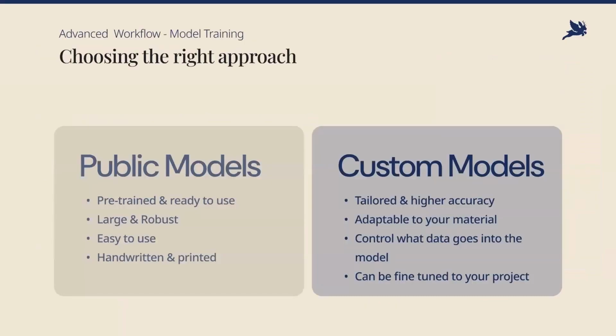So just to go over it again, where the public models are pre-trained and ready to use, they are quite easy to use, they are large and robust, but that also means because they are pre-trained, they might not really work the best way for your specific documents. The custom models can be tailored because they are trained with your material and therefore have a higher accuracy. Because they are trained with your material, they are adaptable to your material, and you control what data goes into the model. And they can therefore also be fine-tuned to your project.